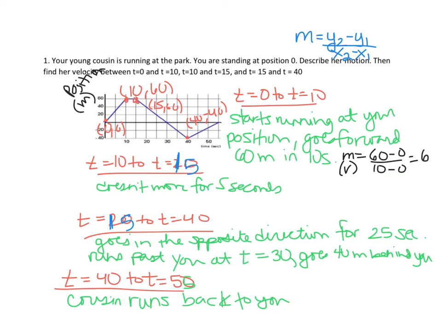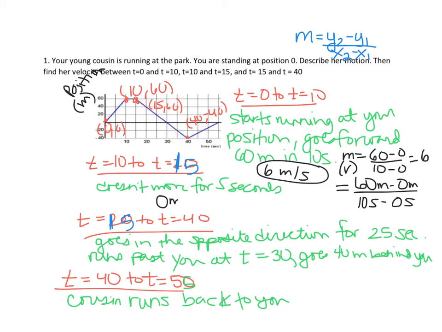So our position was in meters, our time was in seconds, so it is going to be in meters per second. If you want, this might make it easier on some of you, you can actually write in the units when you work out the problem. You will find that you get 60 meters over 10 seconds, which gives you 6 meters per second. If you find the slope of the line between t equals 10 and t equals 15, actually it's going to be 0. You're not moving at all, so it makes sense that your velocity is 0.